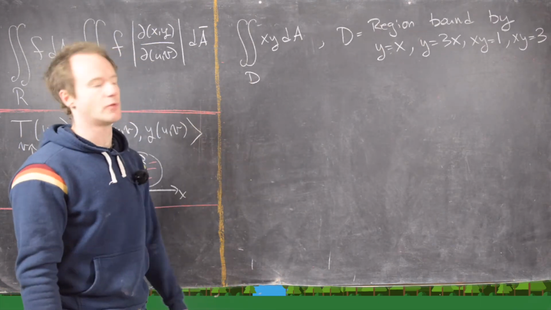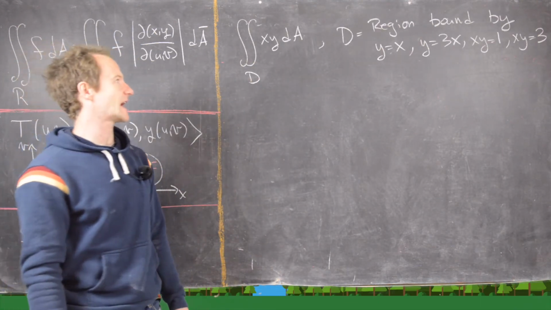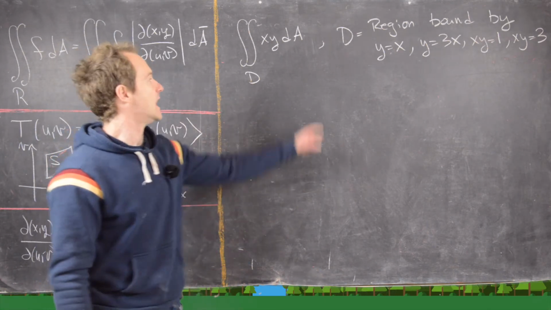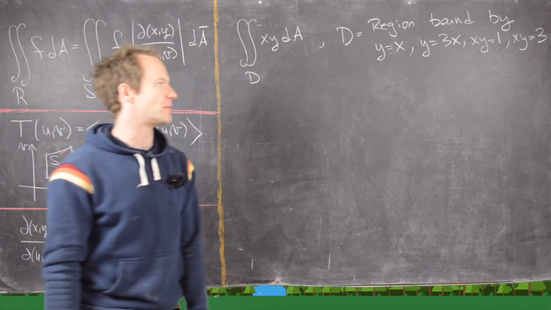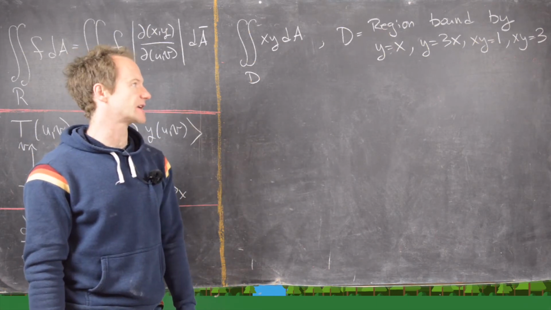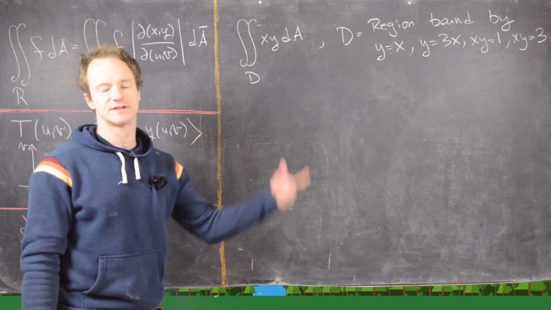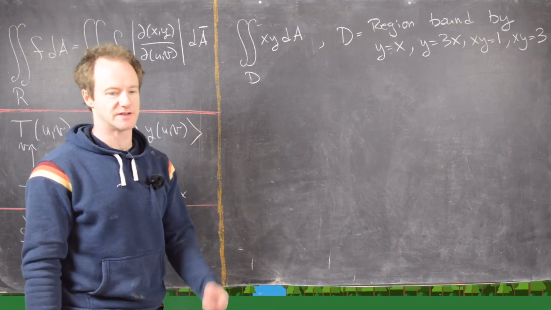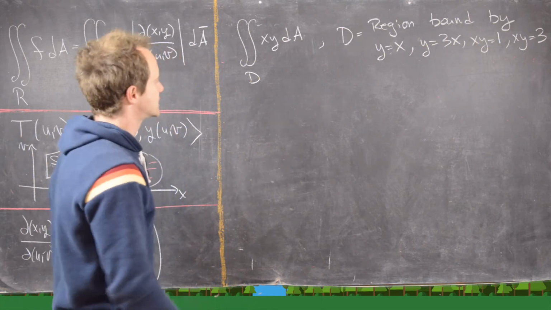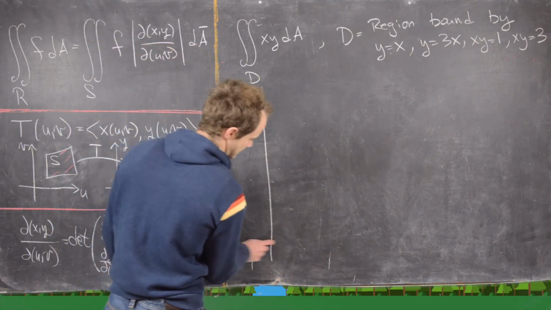So for our next example, we'll look at this one. Let's look at the double integral over D of xy dA. And here D is the region bound by these 4 curves. So we've got 2 lines, y equals x, y equals 3x, xy equals 1, and xy equals 3. So those last 2 are not lines, they're obviously hyperbolas. Okay, so let's sketch what this region looks like first.